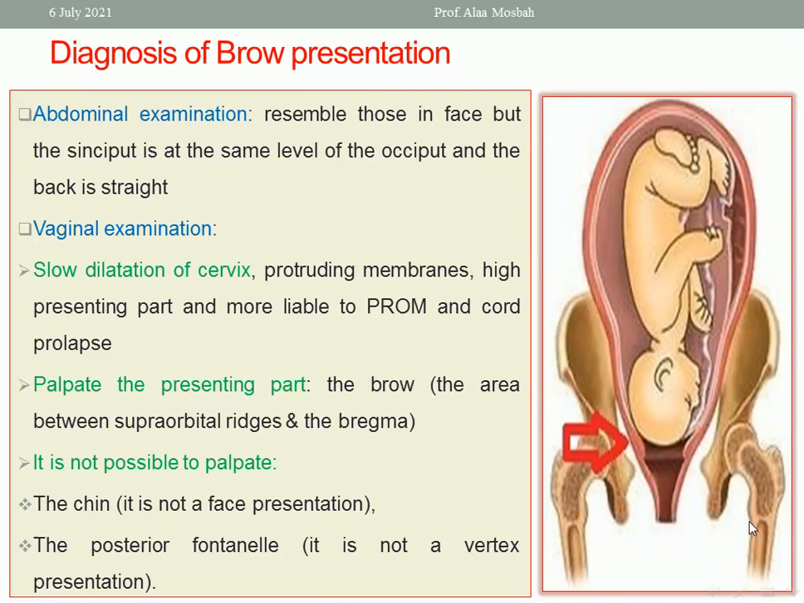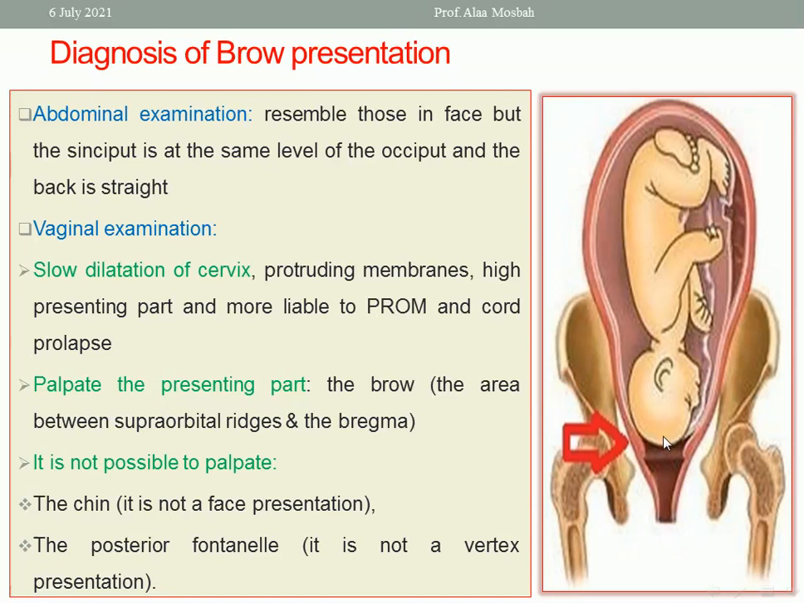What about vaginal examination? Expect to feel a slowly dilating cervix, protruding membranes, maybe premature or preterm rupture of membranes. The presenting part is high and there may be cord prolapse. Palpate the presenting part, you will find the brow. This area is called the brow. This is the frontal bone. And the denominator here is the frontum.